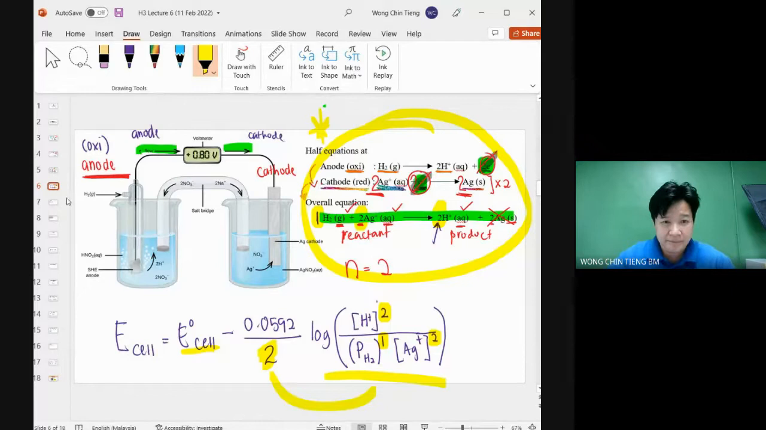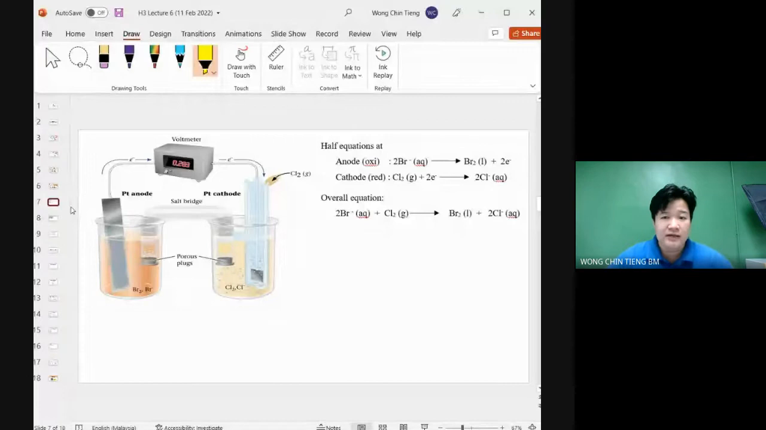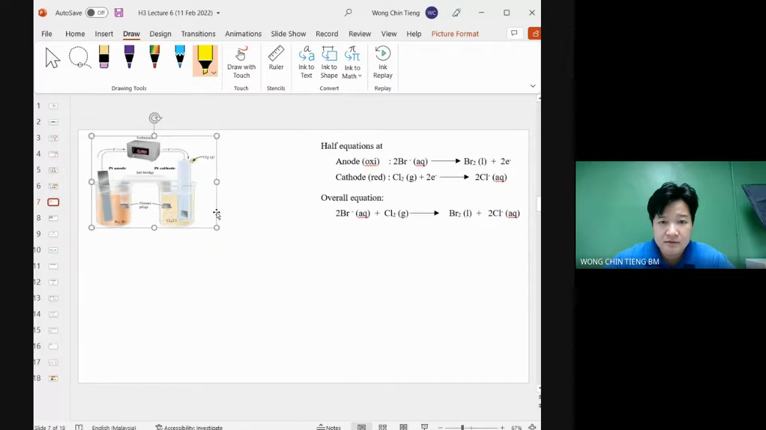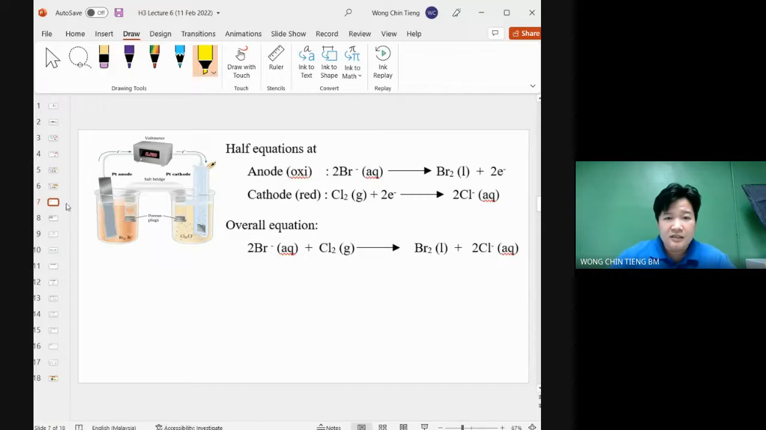Last one before we move on to the new thing. Let's see what I have over here, something new. I have bromine liquid, so we have a liquid here. For the anode, oxidation: 2Br minus aqueous undergoes oxidation to become bromine liquid and forms 2 electrons. For the cathode, I undergo reduction. My cathode today is chlorine gas, taking 2 electrons to become 2Cl minus aqueous.